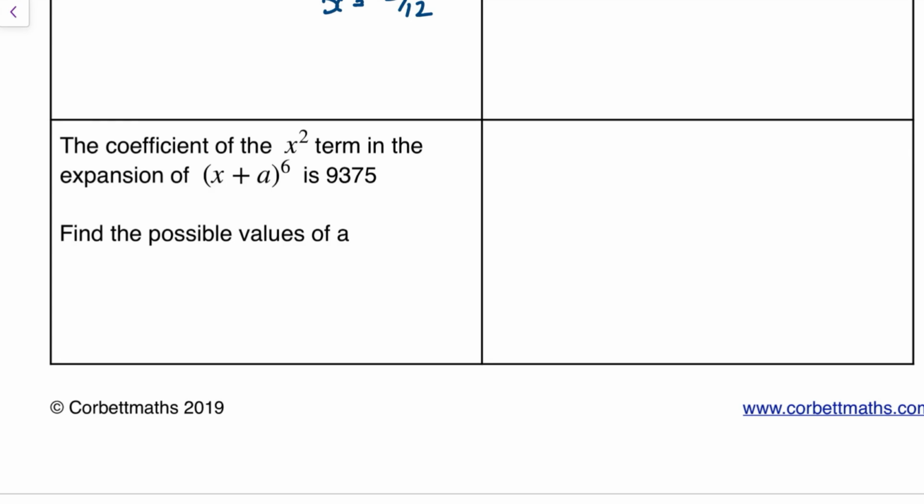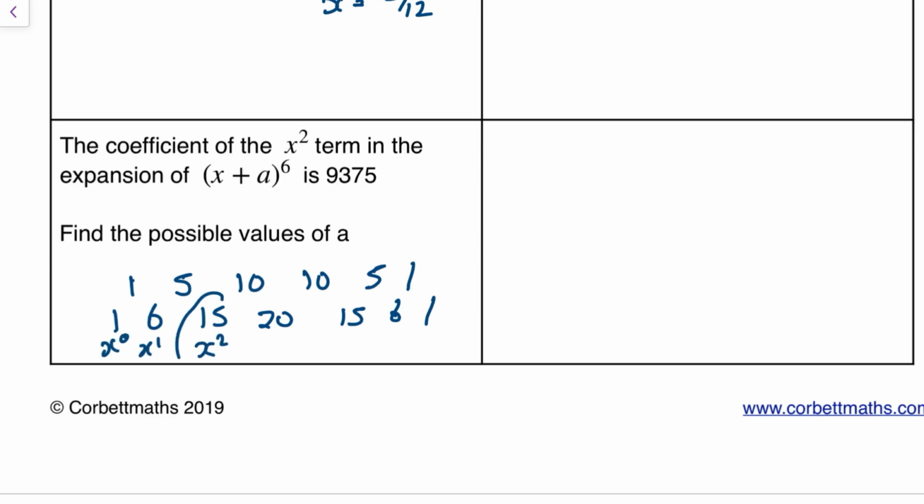Now, actually, I don't know what the sixth line is, so I'm going to write the fifth one. 1, 5, 10, 10, 5, 1. Sixth one underneath. So 1, 6, 15, 15. No, that's not right. 1, 6, 20, 15, 6, 1. And what do I want? I want x squared. So this is x to the 0, x to the 1, x squared.